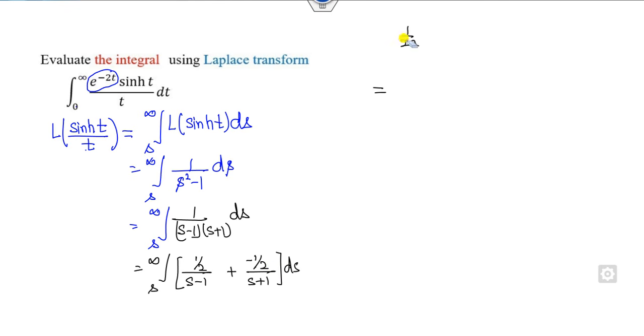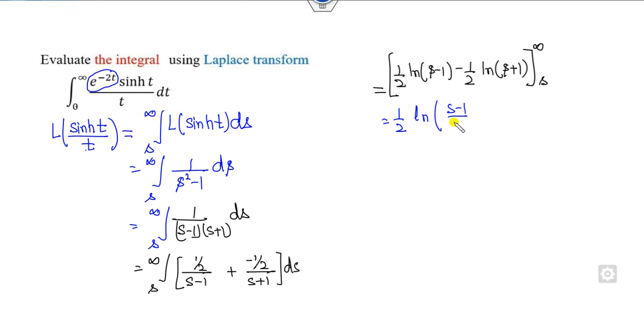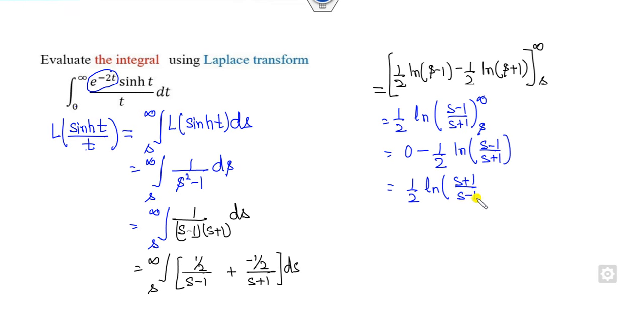So what is the integration of these components? The first component has half outside, ln of s minus 1, minus half outside, ln of s plus 1, from s to infinity. It is half outside, ln of (s minus 1 over s plus 1), from s to infinity. When I substitute infinity, it is an infinity by infinity form, so that is ln 1, which is 0, minus half ln of (s minus 1 over s plus 1). So I can adjust the half, and it becomes half ln of (s plus 1 over s minus 1).